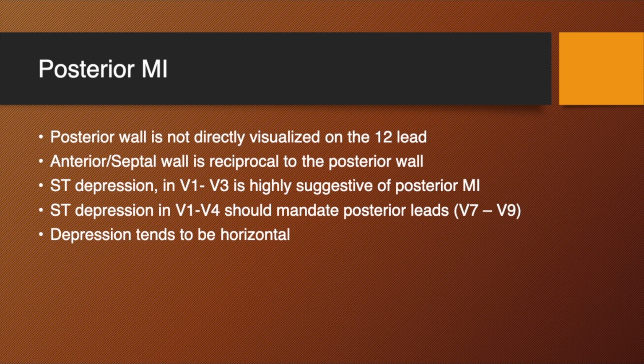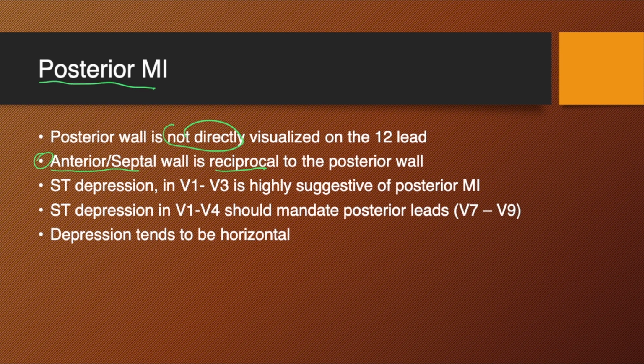All right, let's talk about posterior myocardial infarction. So the problem with posterior MI is that the posterior wall is not directly visualized on the 12 lead, right? Because it's the back of the heart. And when you put a 12 lead, when you put your precordial leads on, they all look mainly at the front of the heart from right to left. The front of the heart, the anterior septal wall, is reciprocal or opposite to the posterior wall. And this is critical to understanding how we can detect the presence of a posterior MI.